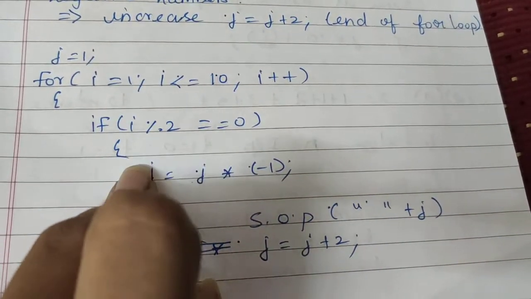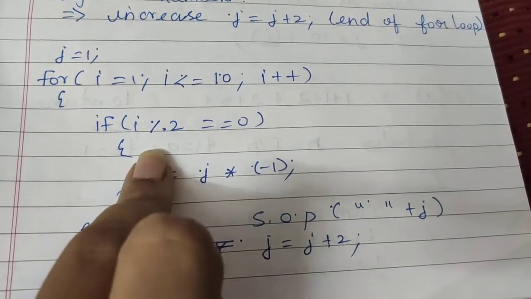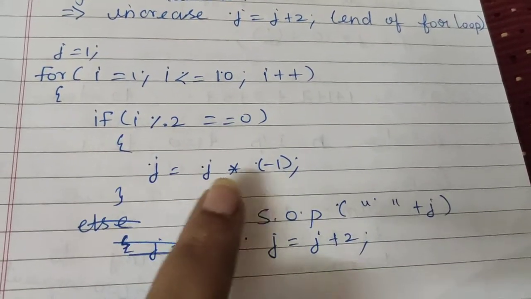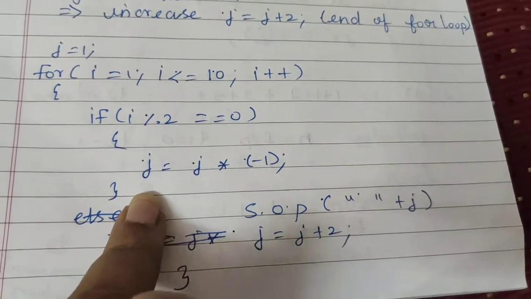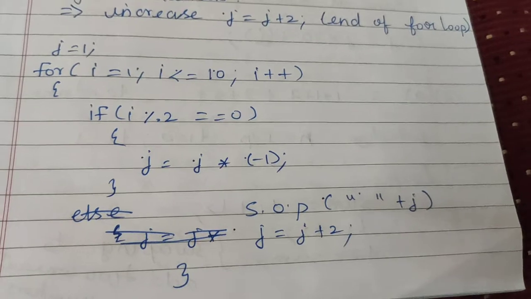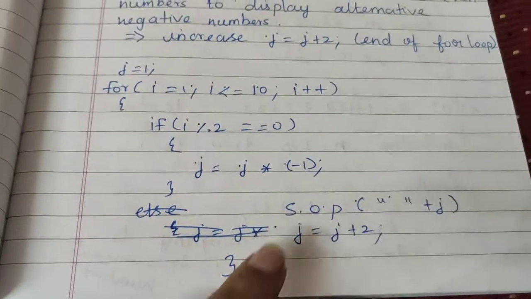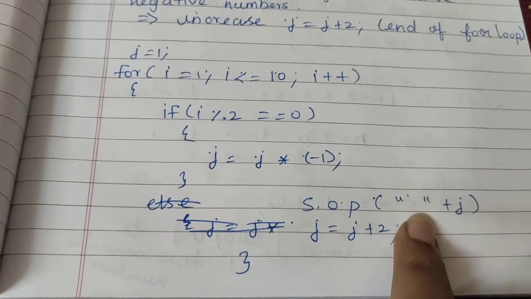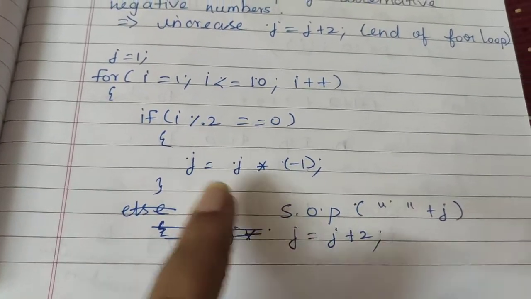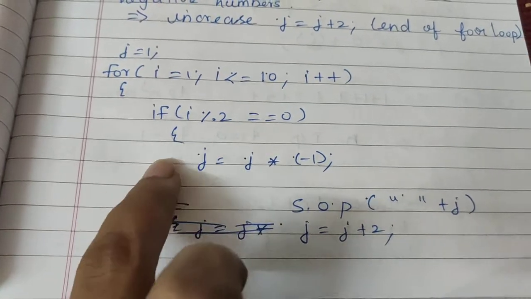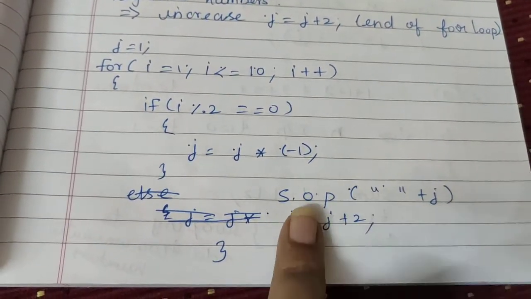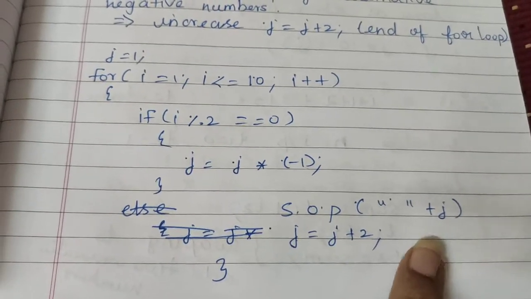If it is even, it is divisible by 2, so you are checking whether the remainder is 0. If it is 0, it is an even number, and you are going to multiply that number with minus 1, because you are going to print an alternate positive and negative series. So SOP of j. If it is an even number only, it is going to be a negative number. If it is not an even number, you are going to just print the number as it is.